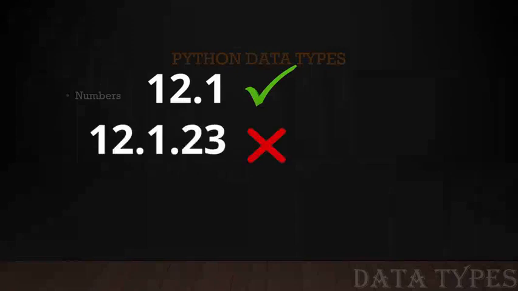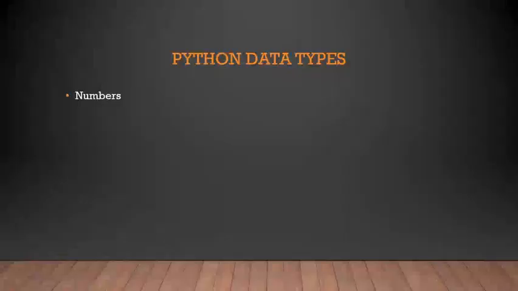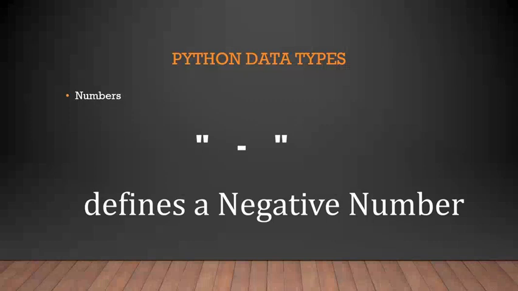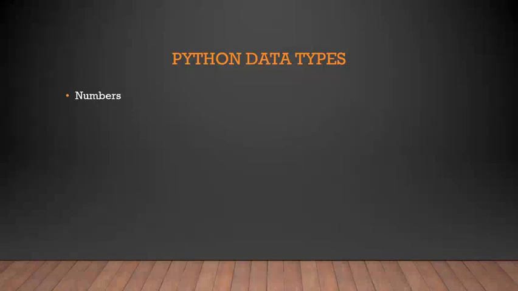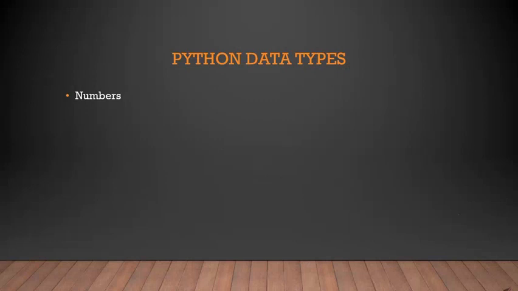You can't have multiple decimal points, and it should not contain any letters, spaces, or even a currency sign like the dollar sign, or anything else that isn't part of normal numbers. So: digits 0 to 9, and a hyphen which is used for defining a negative number. It can also start with a dot, meaning whatever is on the right-hand side is the fraction part. So that is about numbers. We'll be seeing it with respect to code in a while.